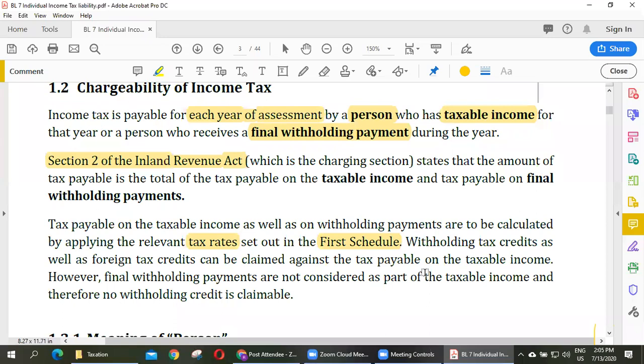However, final withholding payments are not considered as part of taxable income, and therefore no withholding credit is claimable, right? As I told you earlier, you have deposited money in the bank. Due to that, you are getting interest as income. For that income, you no need to pay tax. And if you already paid tax, you do not include that income as taxable income again.